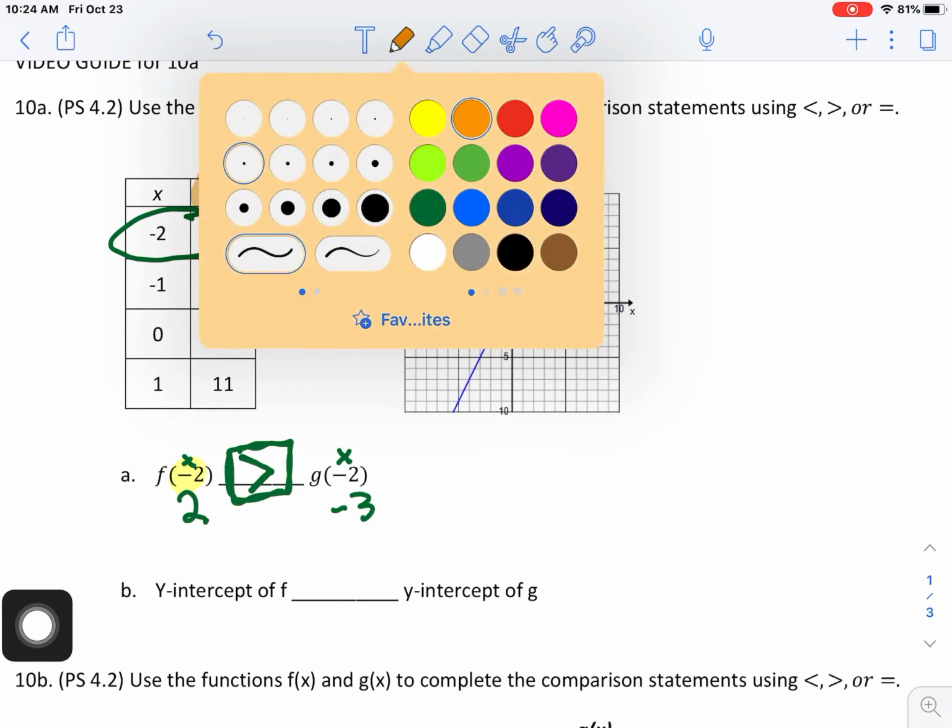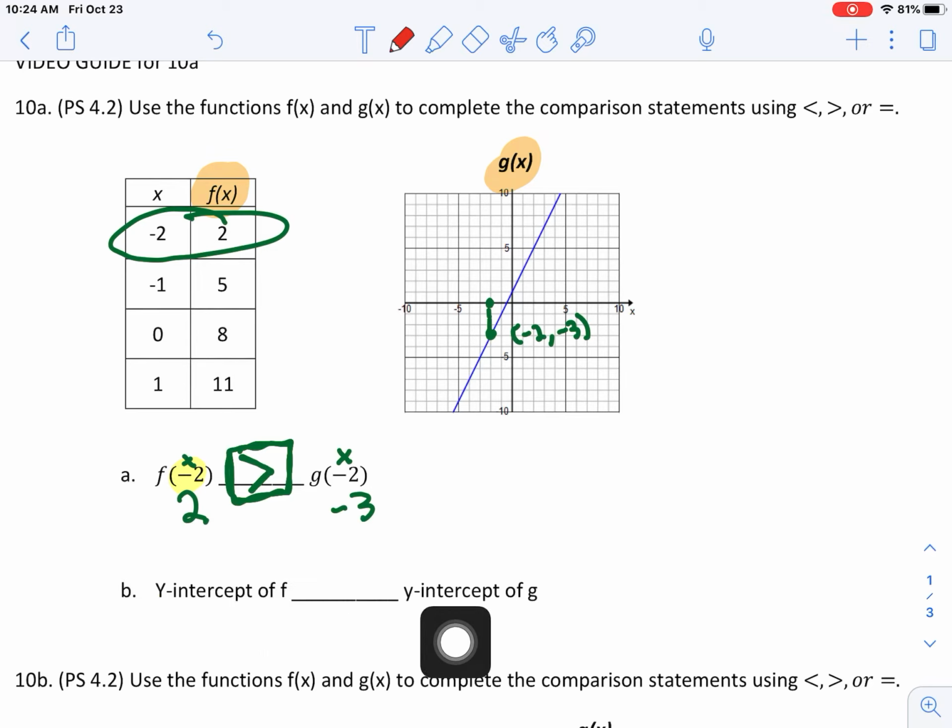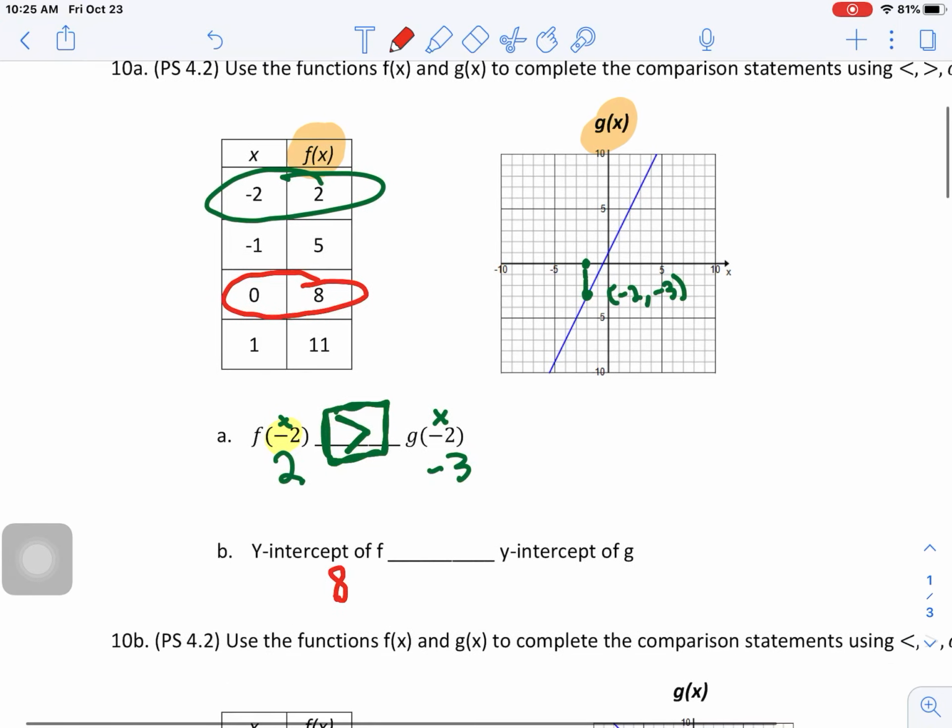All right, letter B says let's compare the y-intercept of f and the y-intercept of g. Well, the y-intercept, you should know, is always the point 0 comma something. All right, so on the table, it's pretty obvious to see where the y-intercept is. It's right here, 0 comma 8. So the y-intercept of f in this case is 8.